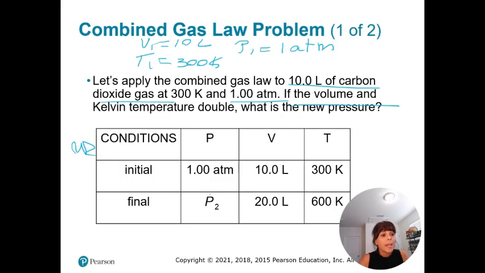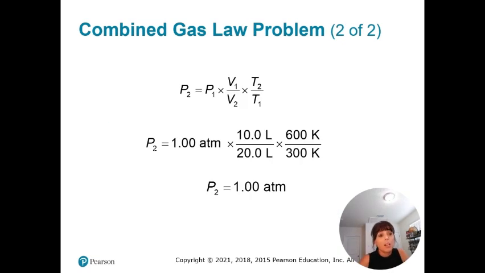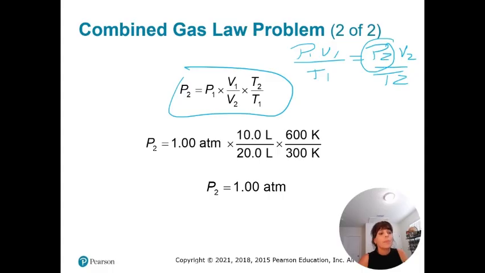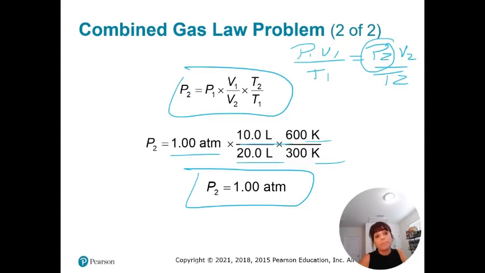If the volume and the Kelvin temperature are doubled, so that means 20 liters and the temperature is 600 kelvins, what is the final pressure? So you have all the data. Now it's only to apply the formula that you already know. P1 V1 over T1 equals P2 V2 over T2. You just need to isolate P2. So put all the data you have, and the pressure will be constant as well, because you double both volume and also the temperature, okay?